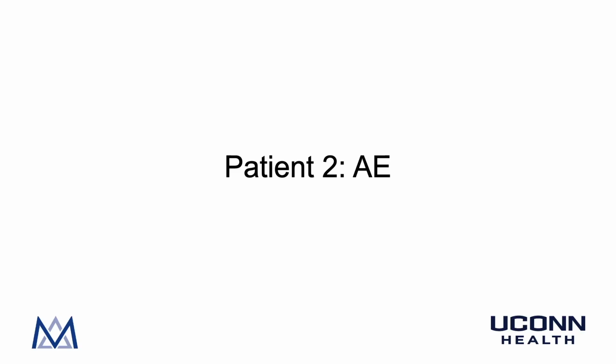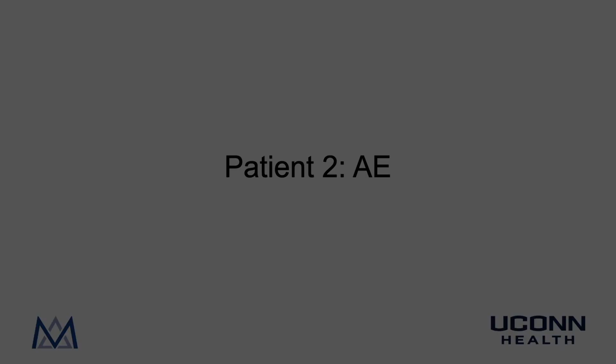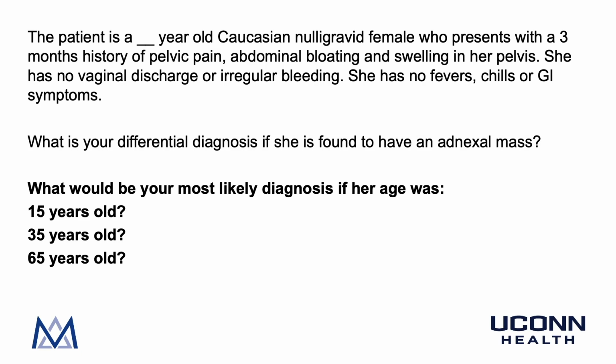In this video, we will follow along with our patient, AE. Let's learn a little bit more about her in the next slide. AE is a blank-year-old Caucasian nulligravid female who presents with a 3 month history of pelvic pain, abdominal bloating, and swelling in her pelvis. She has no vaginal discharge or irregular bleeding. She has no fevers, chills, or GI symptoms.